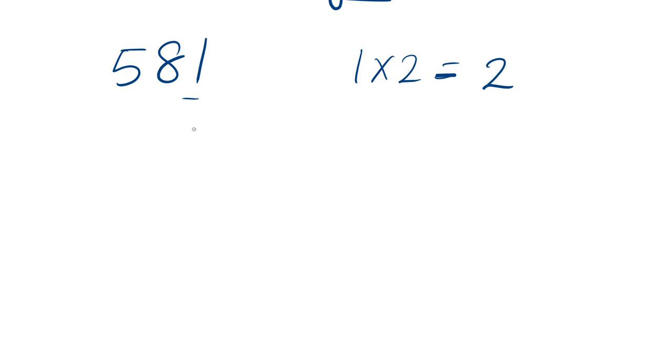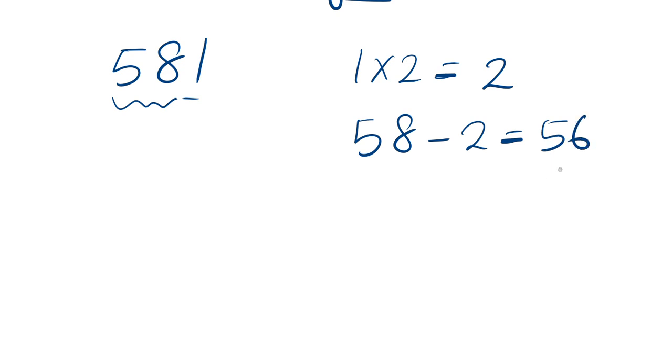Okay, I will show an example with the steps. 581. Okay, so double the last digit. So the last digit is 1. 1 times 2 is equal to 2. Subtract this from the rest of the number. The rest of the number is 58. 58 minus 2 is equal to 56.